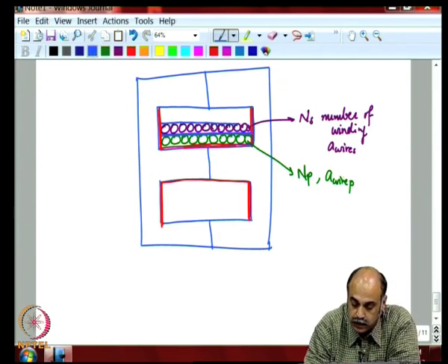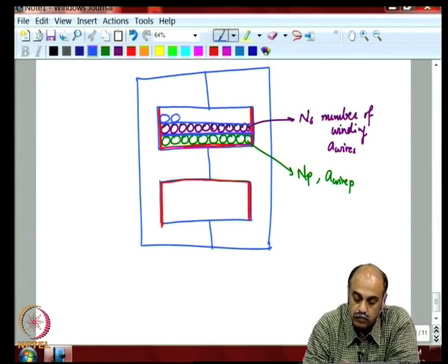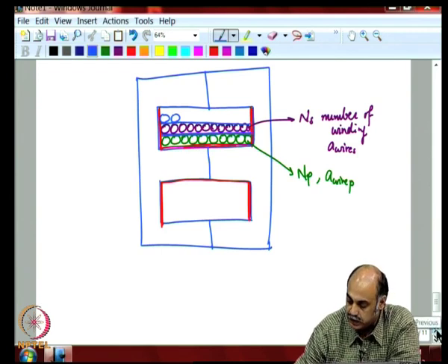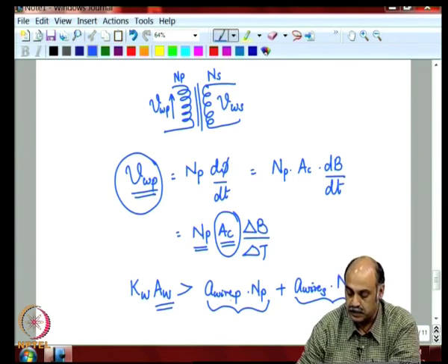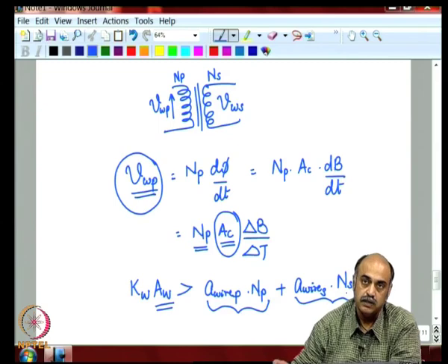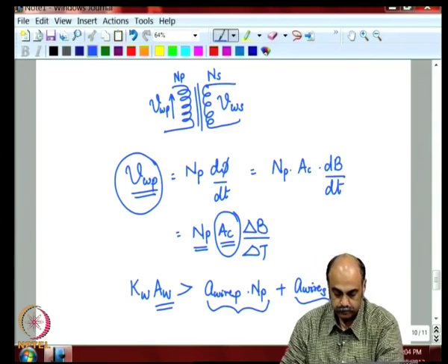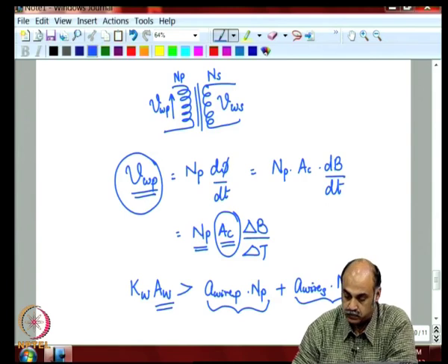And if there are still further secondaries, you need to isolate them with further layers of insulation and then more windings. So, if there is one primary, multiple secondaries, all of them should fit into the same window area, and therefore, you will have the wire cross section area into NP for the primary, wire cross section area of the secondary wire into NS of one secondary, and so on for all other secondaries. So, this inequality has to be satisfied.